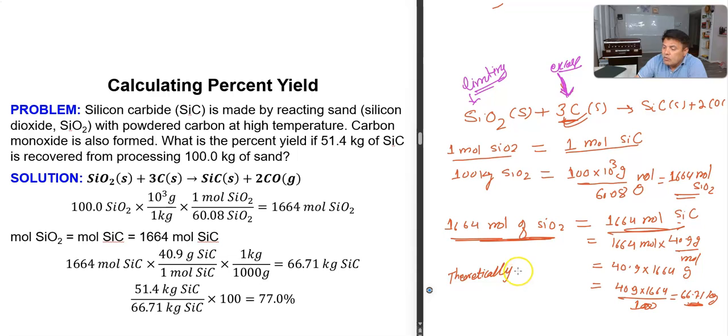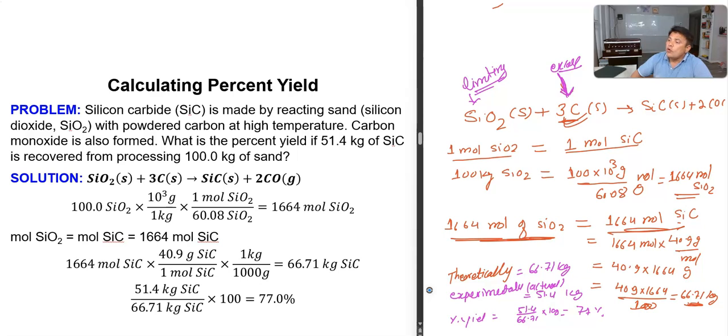So theoretically, what is theoretically? You should have 66.71 kg. But experimentally, means actual, you have 51.4 kg. So that's why percentage yield is equal to 51.4 divided by 66.71 times 100. That is equal to 77%. That is your percentage yield, right? So this way you can find the percentage yield. Okay, now this is the percentage yield.